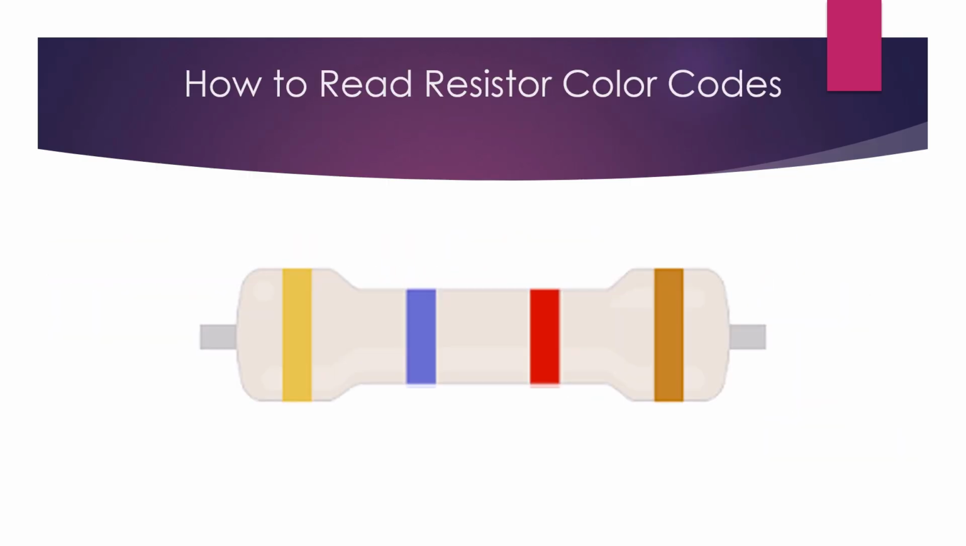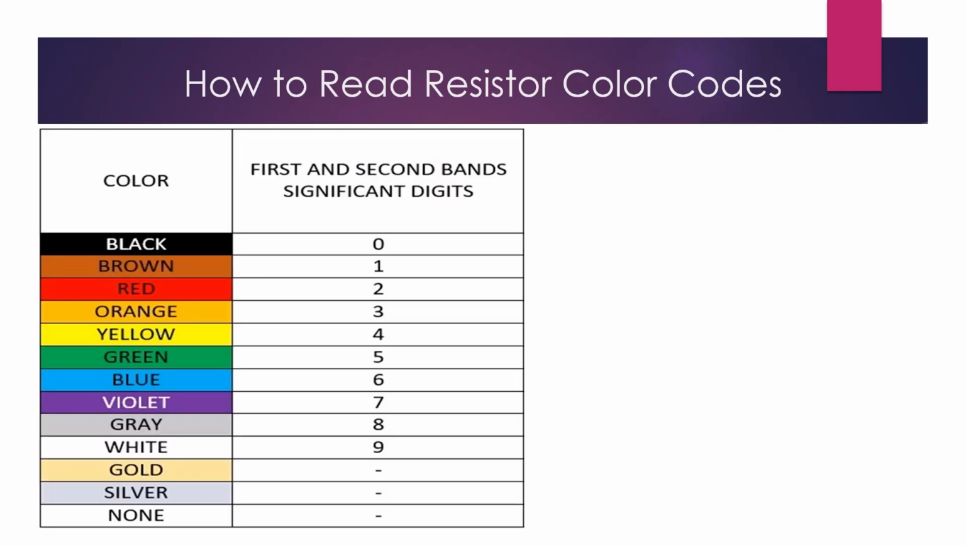Now, what if you just have a resistor not connected to any circuit? How can you know the value? Well, resistors are usually marked with color bands to show their value. Resistor color coding is a way of representing the resistance value of a resistor using colored bands. The colors are assigned to specific values, and the bands are arranged in a specific order.